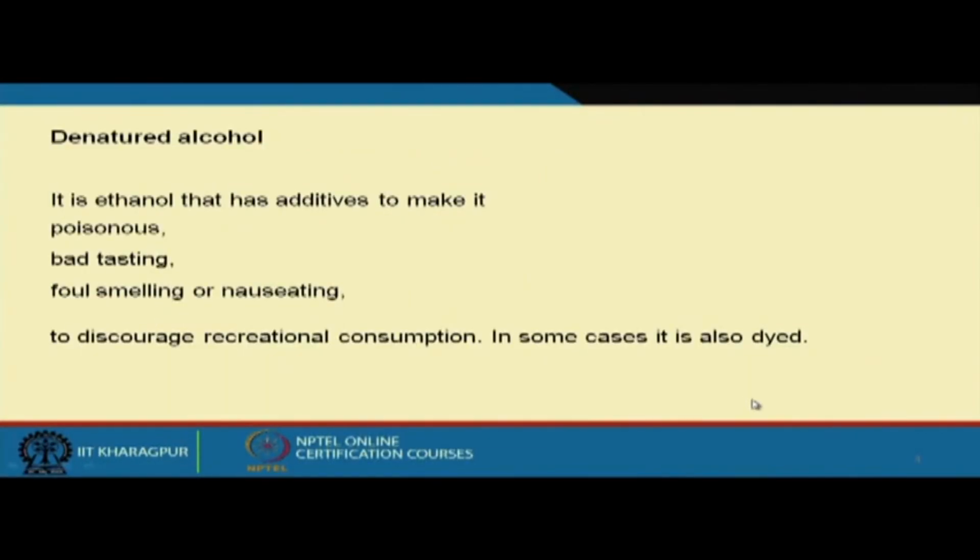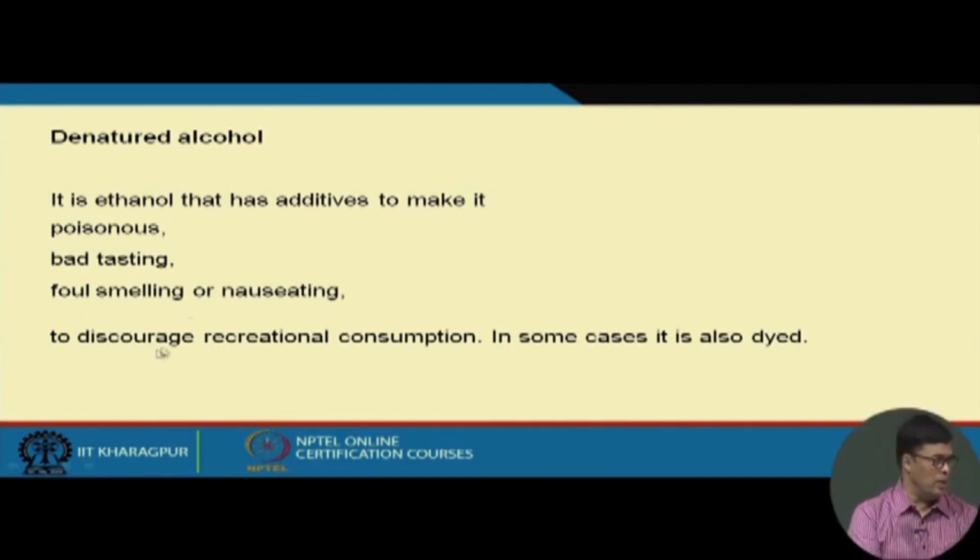Now denatured alcohol is basically non-tax alcohol. As I told you, we add certain additives which make it poisonous, bad in taste, foul smelling or nauseating, to discourage recreational consumption. In some cases it is also dyed, so that everybody can recognize it. They use different formulas for preparing denatured alcohol depending on the industry in which it is going to be used, because when they add different chemicals to the denatured alcohol, they take into account that those chemicals should not affect that particular chemical production process. On the basis of that, they choose different formulas.